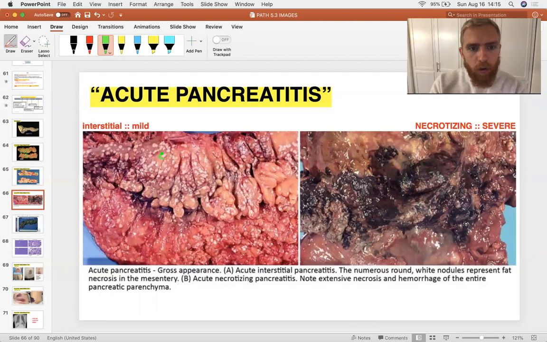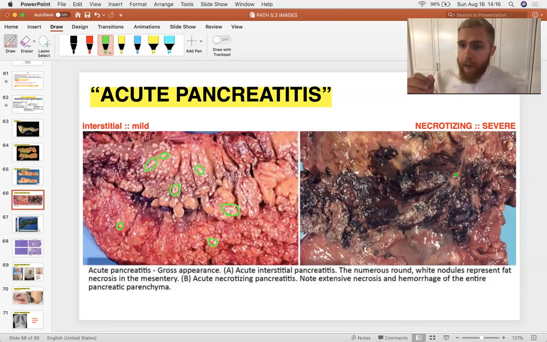All of these little pale bumps that you see on the surface of the pancreas in this image on the left are localizations of enzymatic fat necrosis. So you can tell it's got a granular appearance too. And that's clearly not healthy tissue. It's very red, irritated, and inflamed even without that nodular necrosis.